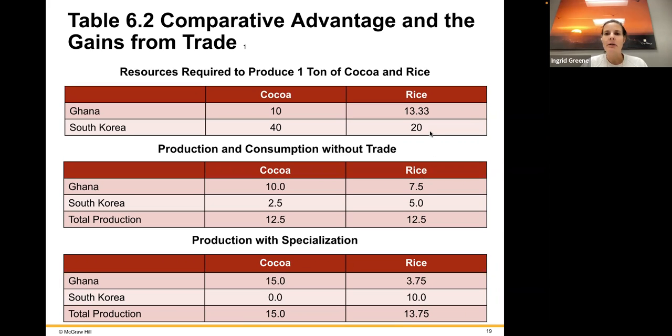And then we talk a little bit about South Korea as well. Now South Korea can move from 20 tons down to 10 tons of rice. At the same time, we see that the total production moves from 12.5 to 15 for cocoa, and the total production for rice moves from 12.5 up to 13.75. So the total output now is higher, right? We have more products, more availability for people to eat.